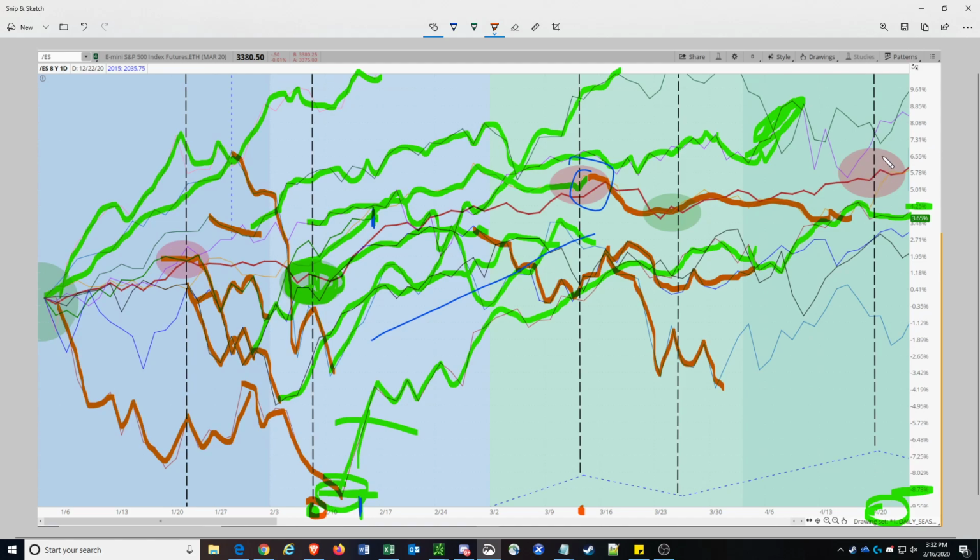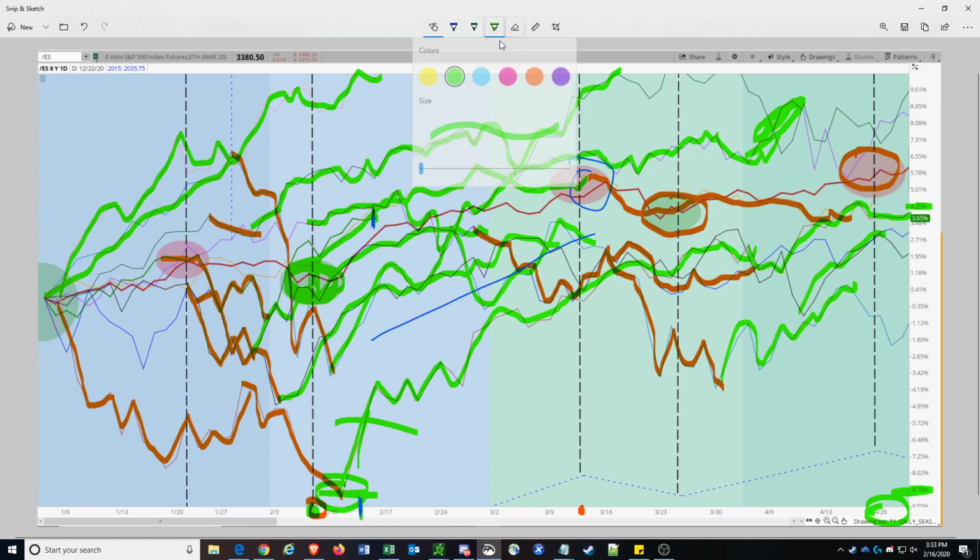Take a look at what the rest of the season looks like. Looks like I got this marked off as an area where some selling might increase, and this is an area where the buying might have picked off a little bit here. So we get a little selling off mid-March, but it doesn't look bad. I'd say it looks pretty good.